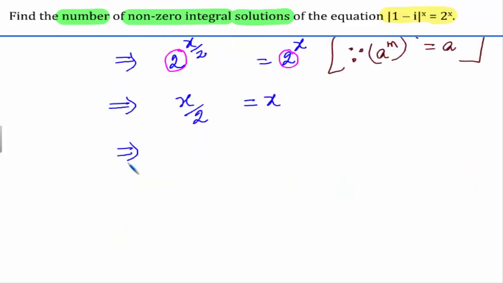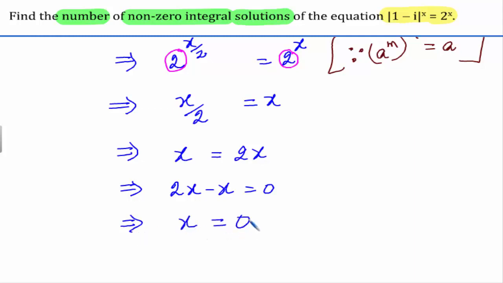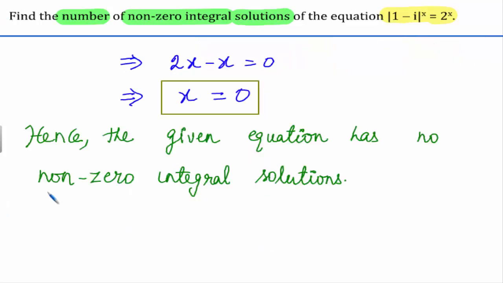This implies x is equal to 2x. This implies 2x minus x is equal to 0. So from this we get x is equal to 0. Since we are getting x is equal to 0, we can conclude that the given equation has no non-zero integral solutions. This completes the solution.